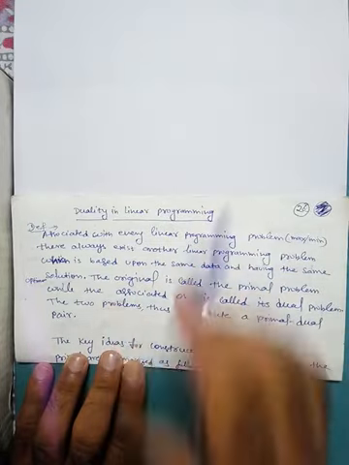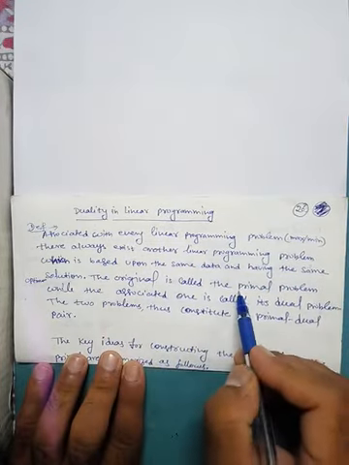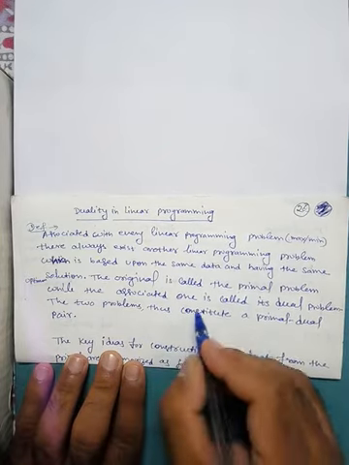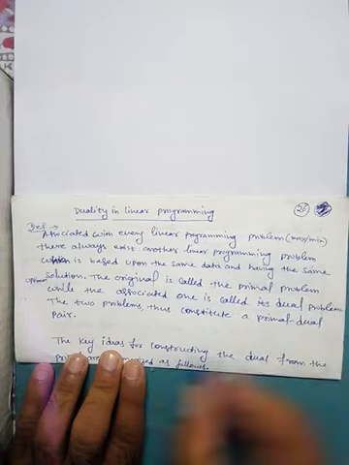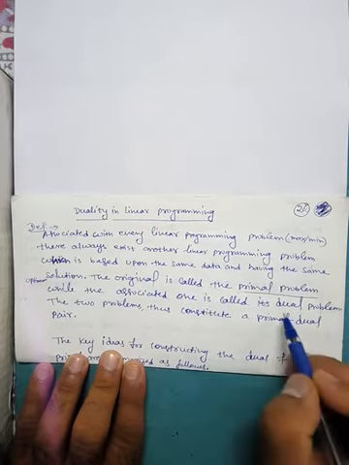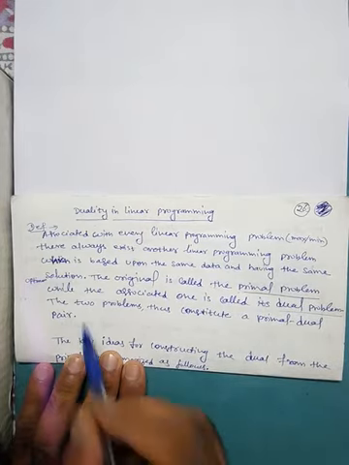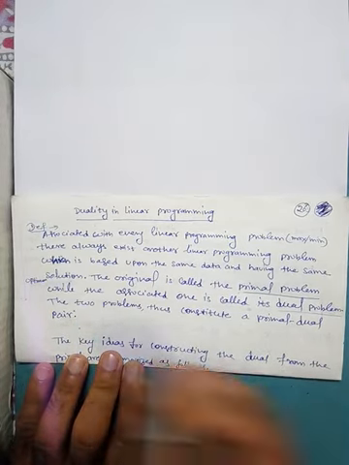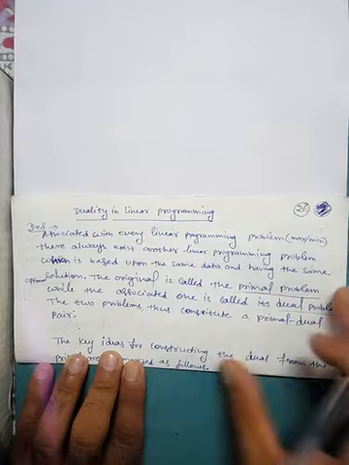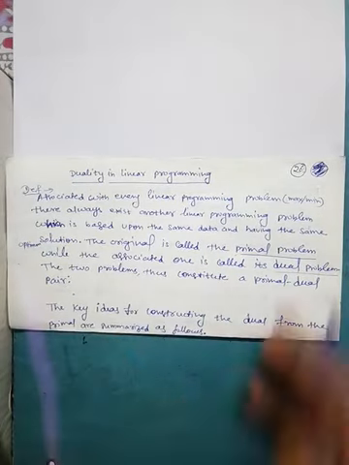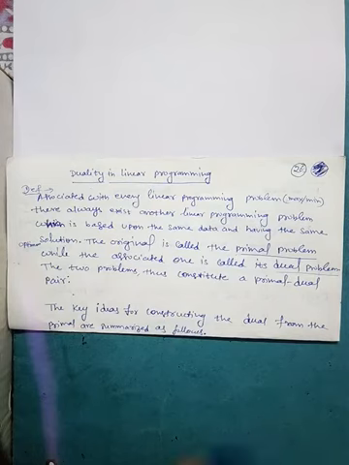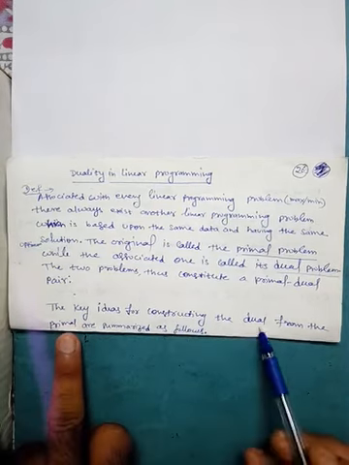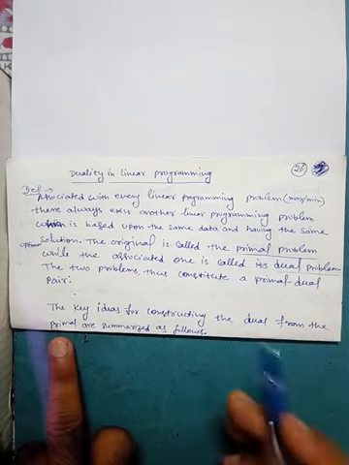The solution of the actual problem and the solution of the converted problem, the dual problem, both are having the same solution. The original is called the primal problem, while the associated one is called the dual problem. The two problems thus constitute a primal dual pair. Now how can we convert the problem? The key ideas for constructing the dual from the primal are summarized as follows.